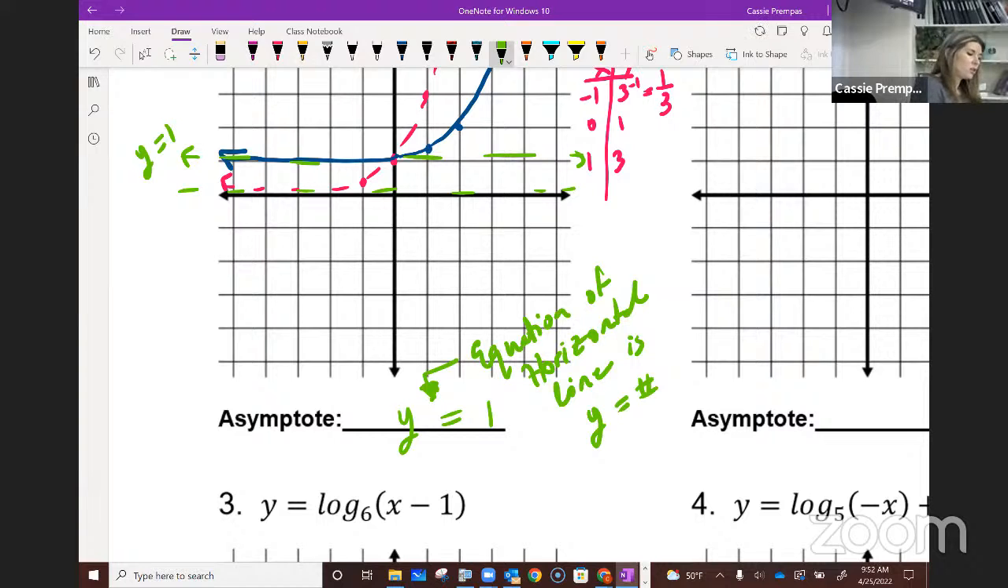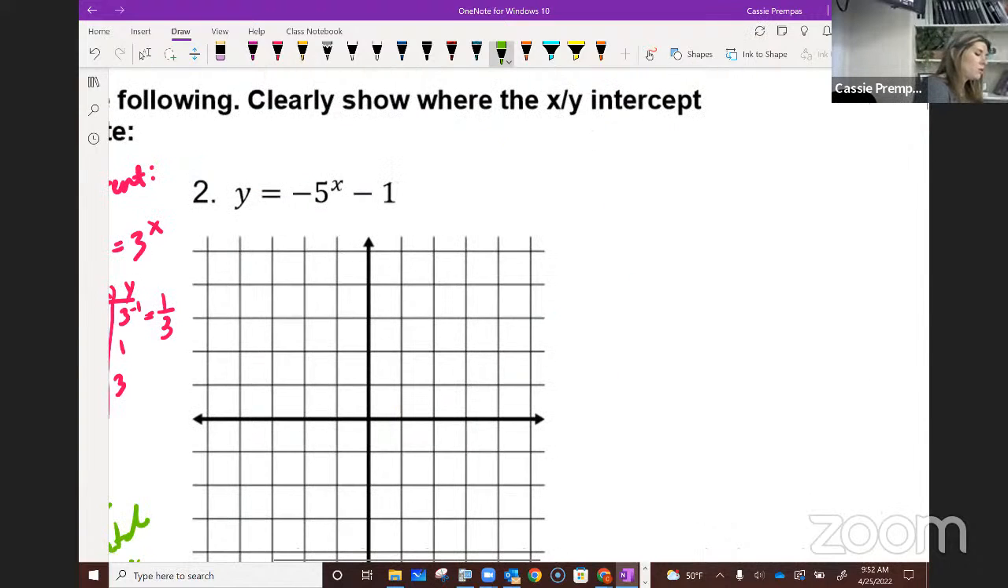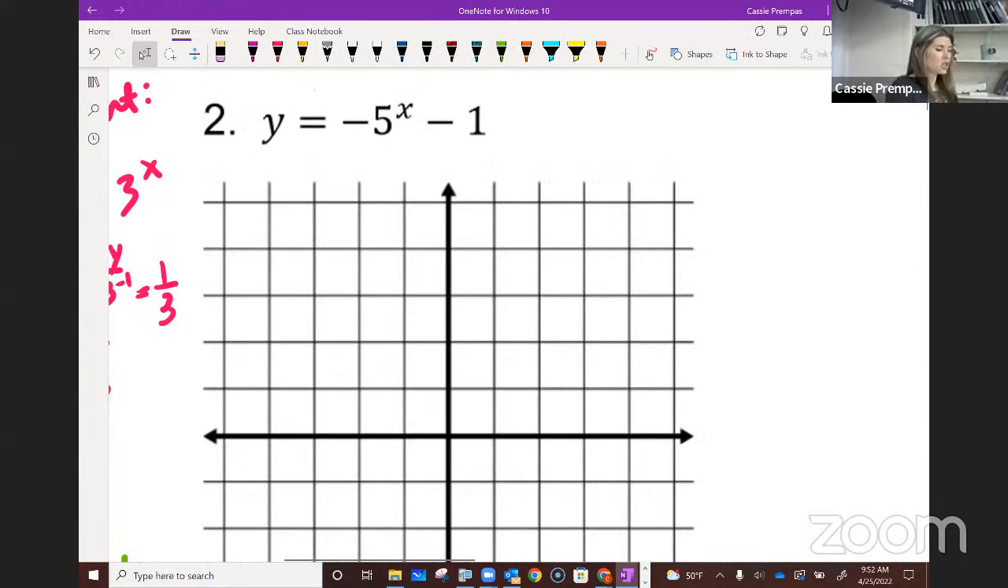All right, on to number 2. Number 2, let's do the oldest in the group. You share what the parent function would be. Parent function is y equals 5 to the x. What about the negative? Take it away.